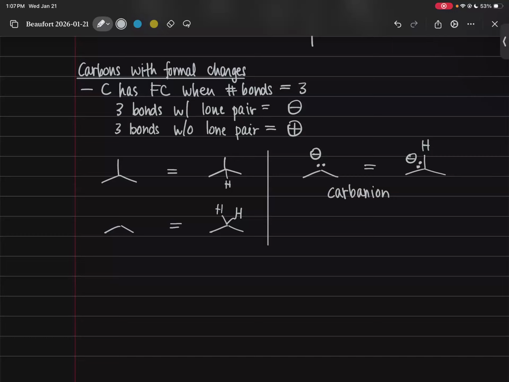So this is called a carbanion because it's negatively charged. That's an anion, and it's carbon, so it's a carbanion. Really creative.